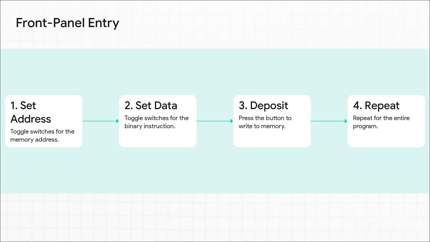Now, for smaller machines like the famous Altair 8800 that kickstarted the personal computer revolution, the method was even more direct and unbelievably tedious. You'd physically flip a row of toggle switches to set a memory address in binary. Then you'd flip another row of switches for the instruction's binary code. Then you'd press the deposit button. And then you'd do it all over again for every single line of your program.